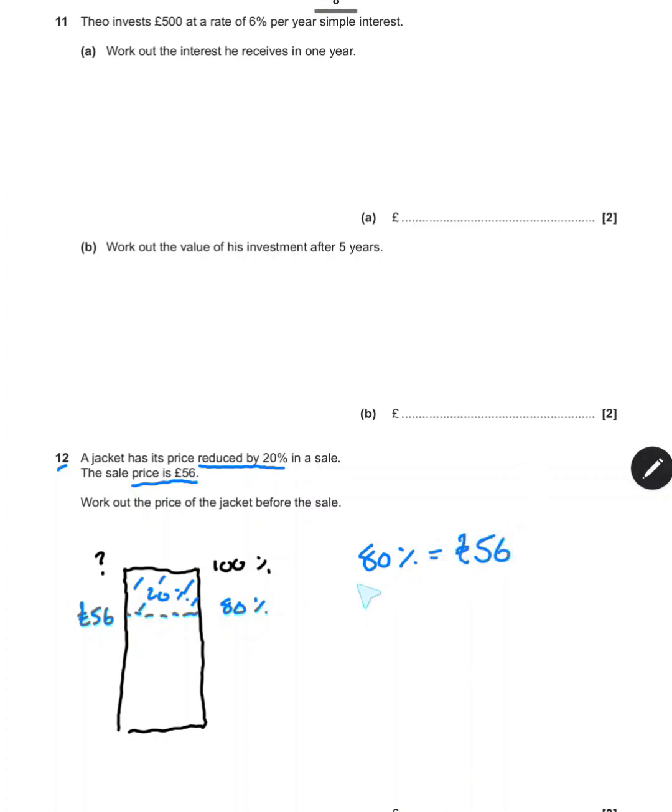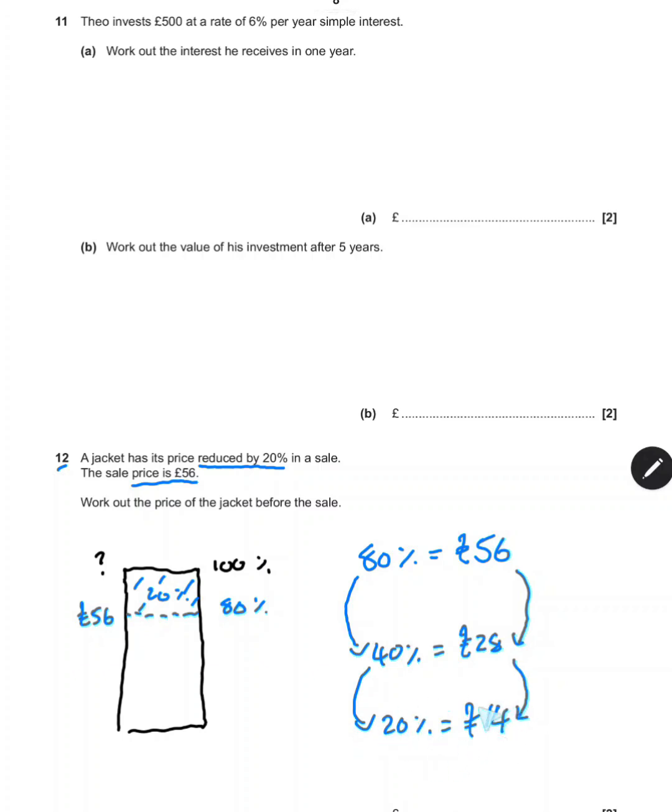£56, we can maybe scale down to 40% just by halving these numbers. Half of 56, half of 50 is 25, half of 6 is 3, 25 add 3 is 28. I might halve these again to get 20%. Just halving and halving. Half of 28 is 14. Why would I find 20%?